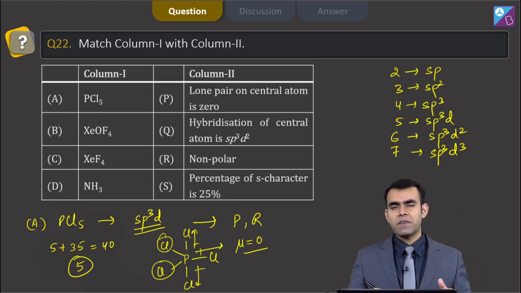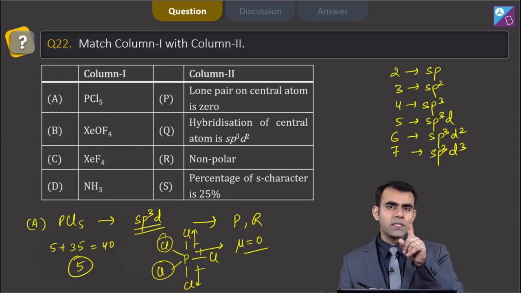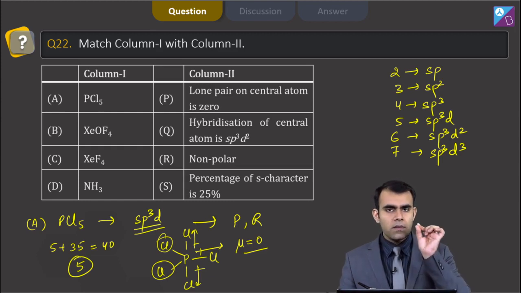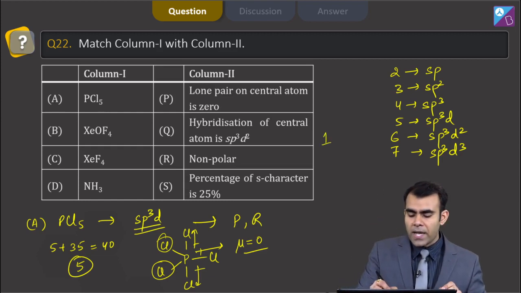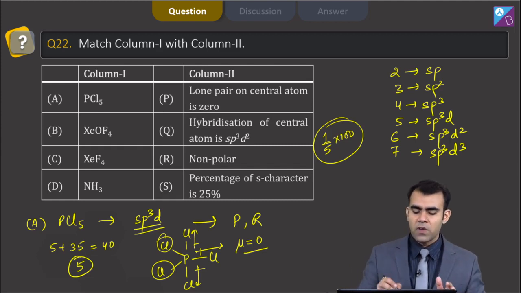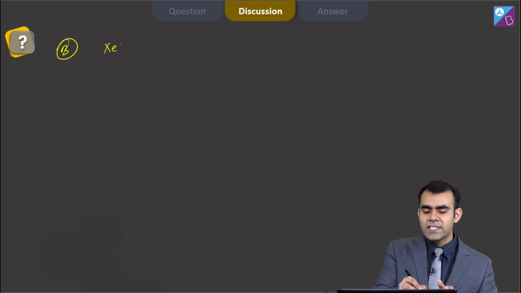Percentage S character is 25%, hybridization is sp3d. It means in 5 orbitals we have only one S. So this is 1 by 5 into 100. Does this represent 25%? No. So S will not be the option. Let's look at option B, that is XeOF4.